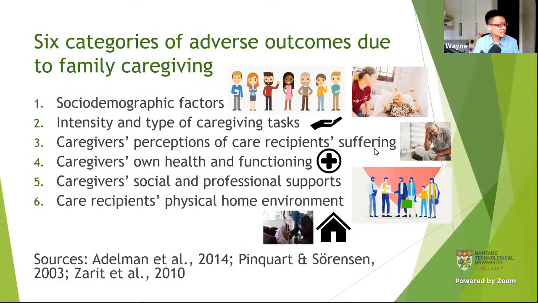We say there are six categories of adverse outcomes due to family caregiving on the caregiver. Social demographic, things like just having less money, falling in socioeconomic status because more money is spent on the caregiving task. Intensity and type of care, right? Caregiving can be so intense that a person actually has to give up a job or reduce work hours, right? Take half day off every other day, or go from full-time to part-time, right?